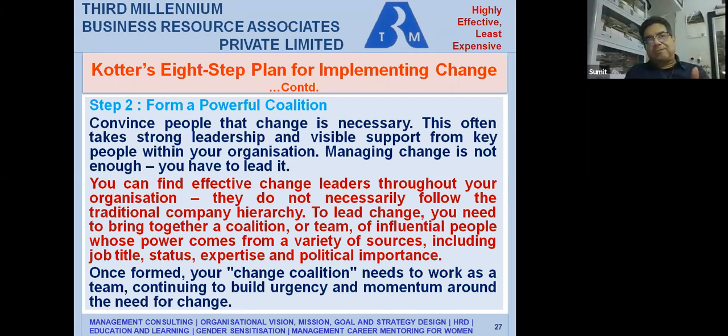So again, the concept of facilitating forces, supportive forces comes in. Managing change is not enough. You have to lead it. Okay. So you have to develop credibility as a leader. You have to show a sense of direction, which your juniors may not be able to see.